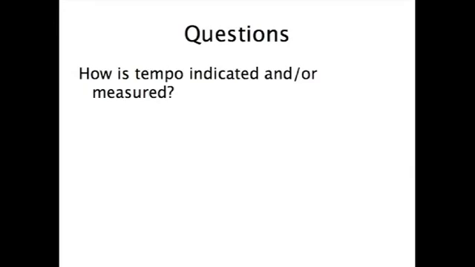How is tempo indicated and or measured? Beats per minute. How fast are you going? You put a stopwatch on. 60 seconds later, how many beats did you play? That's how fast you're going. 100 beats per minute, 50 beats per minute, 20, 110, doesn't matter.